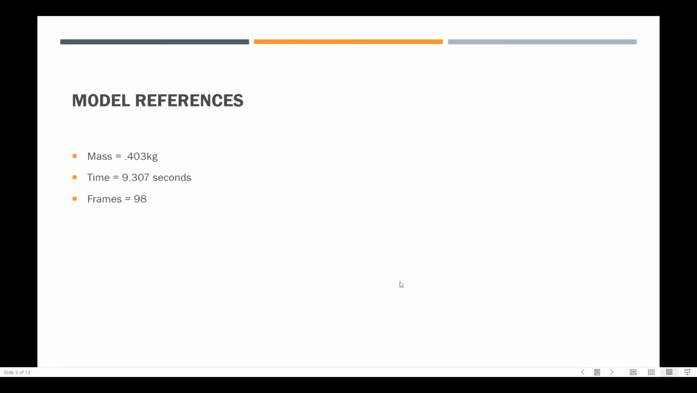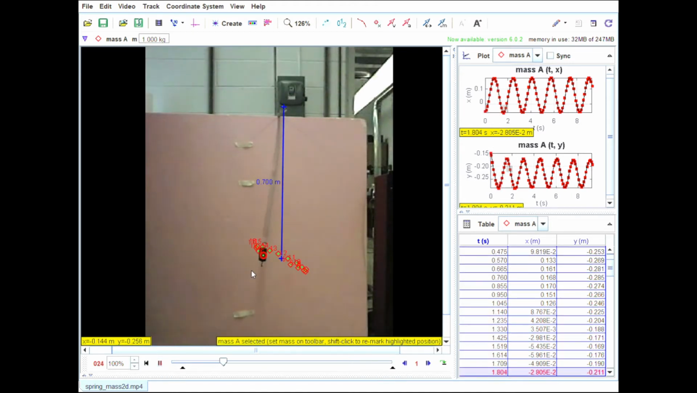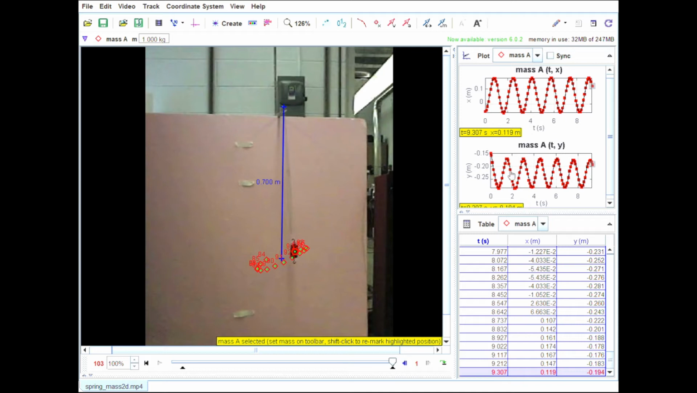Here are some of the references used in the experiment. As you can see, here is the actual video used for the experiment. If we let it play, we can see that the mass oscillates on a spring, and there is this calibration stick which measures this distance to be 0.7 meters. Then we can analyze the x position over time and the y position over time, and we'll notice that they move in sine and cosine-like patterns.